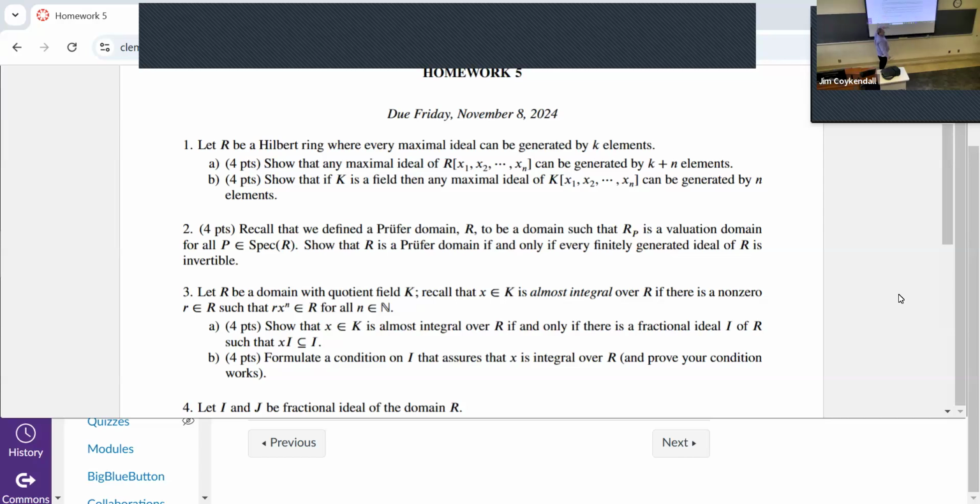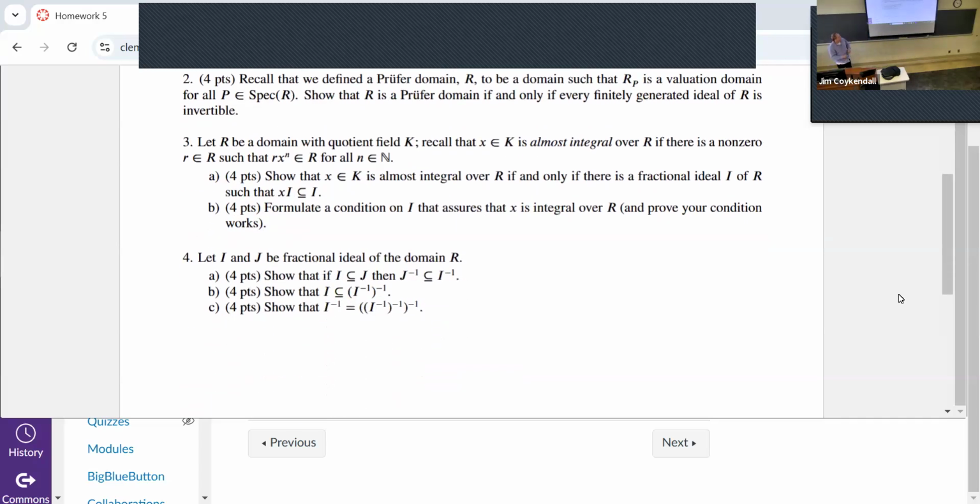And B, we know that almost integrality is a generalization of integrality. So in number B, formulate a condition on said fractional ideal I that assures that x is in fact integral over R, and prove that your condition works. Finally, here are some properties of fractional ideals. Let I and J be fractional ideals of the domain R.